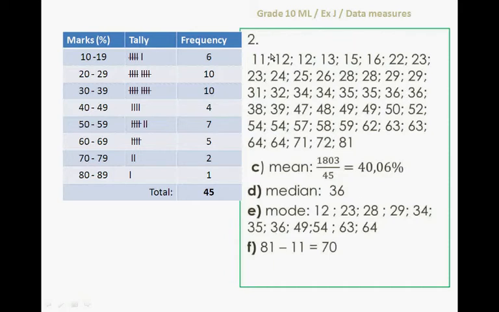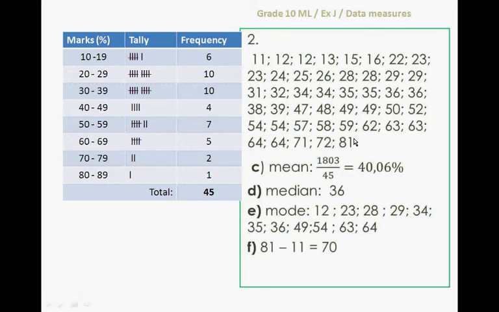The mode, because not all the values occur twice, there are quite a number of modes. It's 12, 23, 28, 29, 34, 35, 36, 49, 54, 63, and 64. But now, this mode doesn't describe the data very well, so therefore, we can just as well say there is no mode, because the mode is to predict a trend. And because there are so many different trends, we can just as well say no mode. Right? But in an exam, there will be a clear mode or no mode at all. So all of the values will just occur once, like yesterday's lesson number 4.